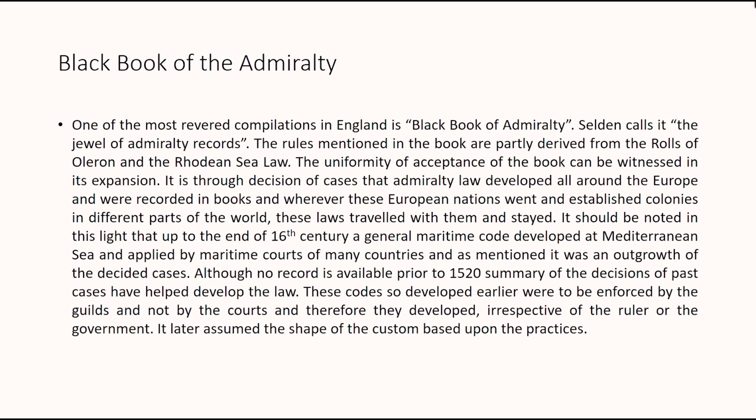Although no record is available prior to 1520, summary of the decisions of the past cases have helped develop the law. These codes so developed earlier were to be enforced by the guilds. Now, who are guilds, friends? It is a body that is formed by the culmination of different merchants and as well as shippers and all the concerned parties as far as maritime transactions are concerned.